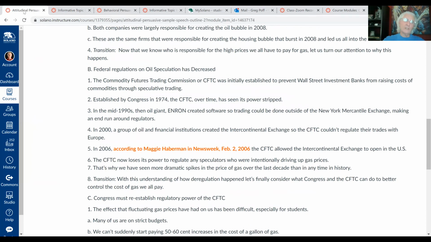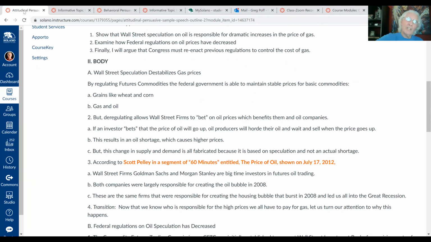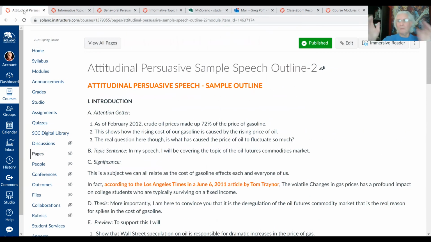And so with the attitudinal persuasive speech, you use the same outline as the informative speech, just your main points are arguments rather than just information enhancing our awareness or understanding about a topic if it's an informative speech. All right, so I hope that's clear.